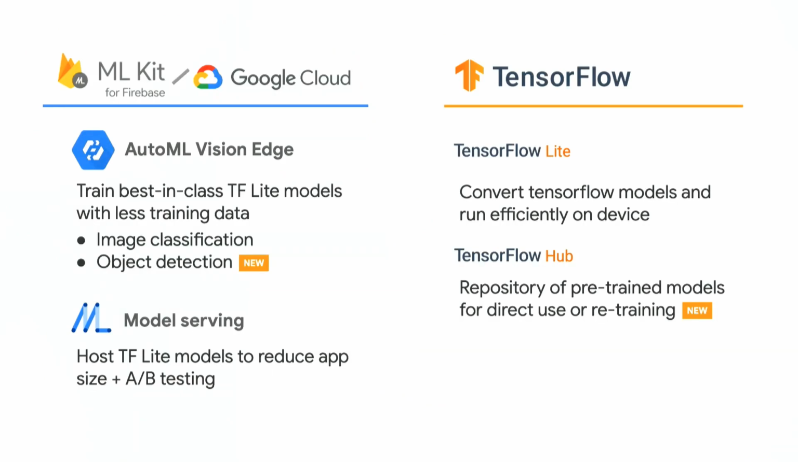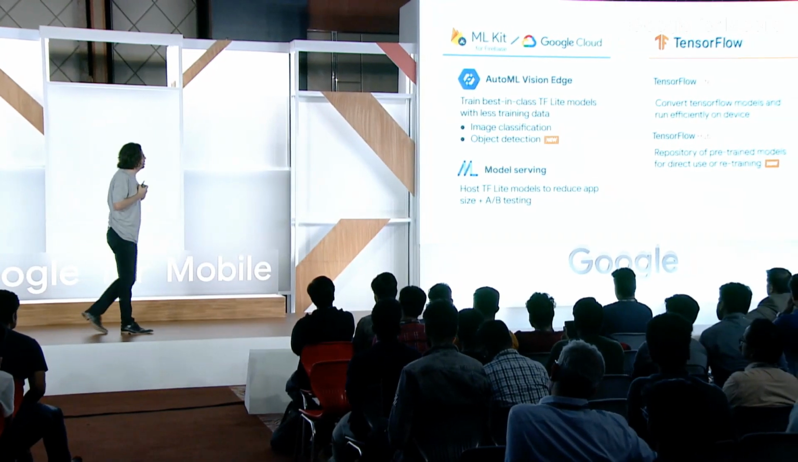Now, if you want to train a model that is beyond one of these two classes, you can just use the TensorFlow toolkit. TensorFlow has a rich number of tools for you to train a full-scale TensorFlow model. And then you can use TensorFlow Lite to convert that to a small model that you can run on device and is small enough to bundle with your app or download from MLKit's model serving infrastructure.